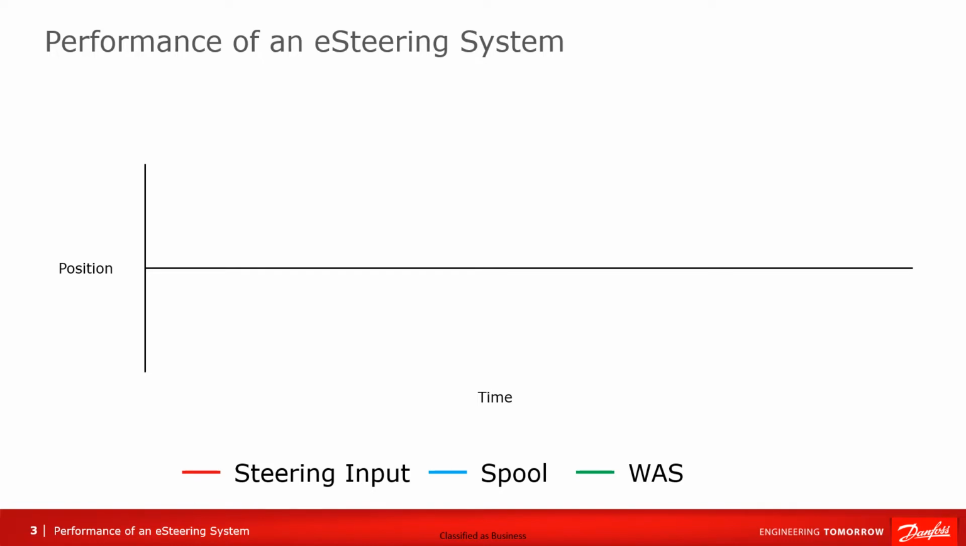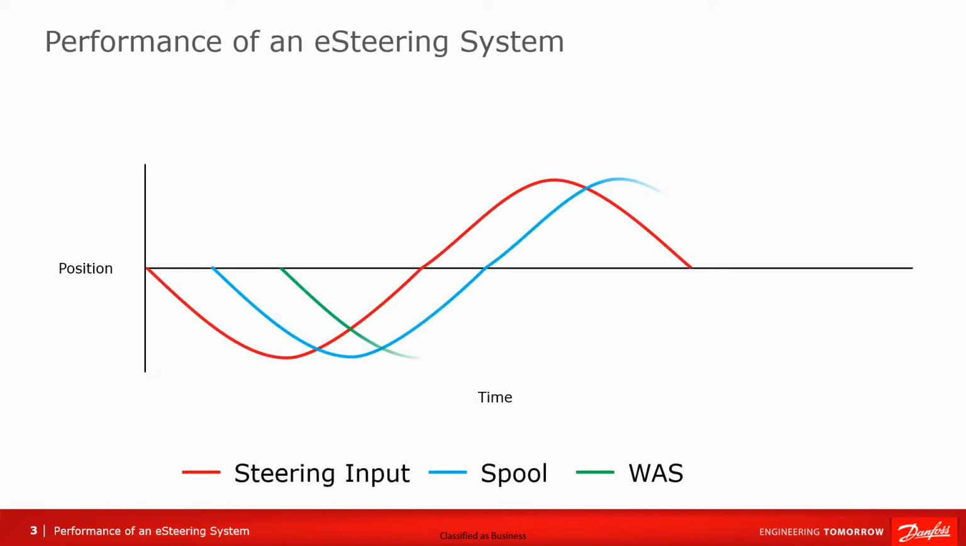This can be visualized by plotting the steering input signal, spool, and WAS together against time. This plot is a good indicator if the steering system is behaving correctly. A good test is done by oscillating the steering input command so that the plot will resemble a sine wave. This plot shows the delay and distance between curves and in the target set point at the peaks.